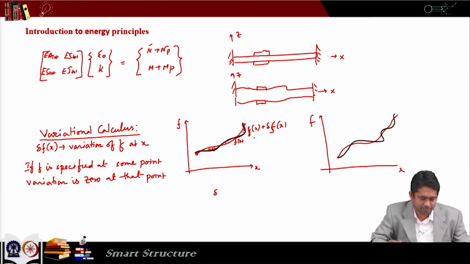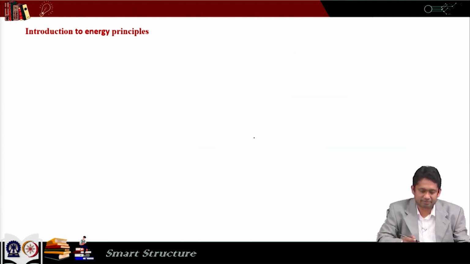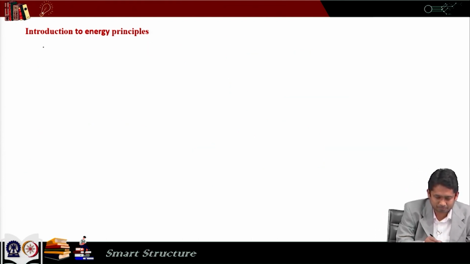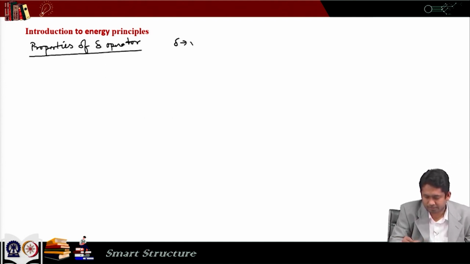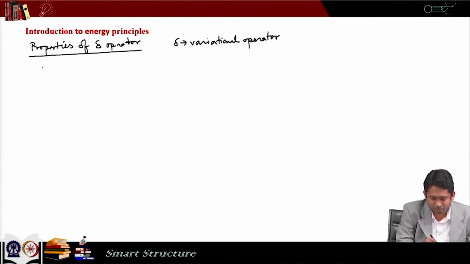Now, these variations follow some principles and properties. So, properties of delta. So, delta is called a variational operator. And they follow some properties.